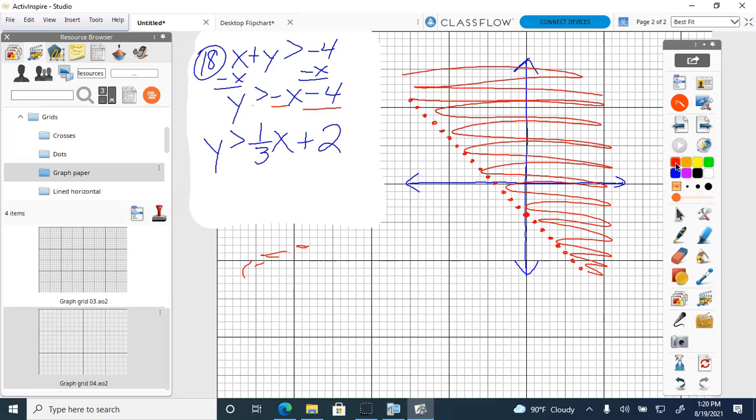All right, sounds good. Second one, where's my y-intercept? Positive 2. And my slope? Up 1, right 3. Up 1, right 3. Or down 1, left 3.